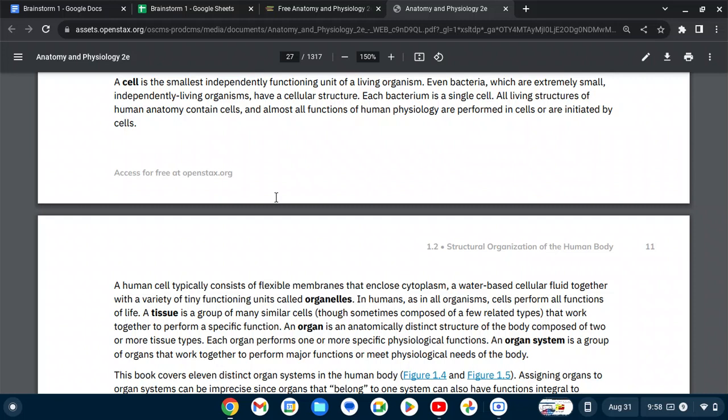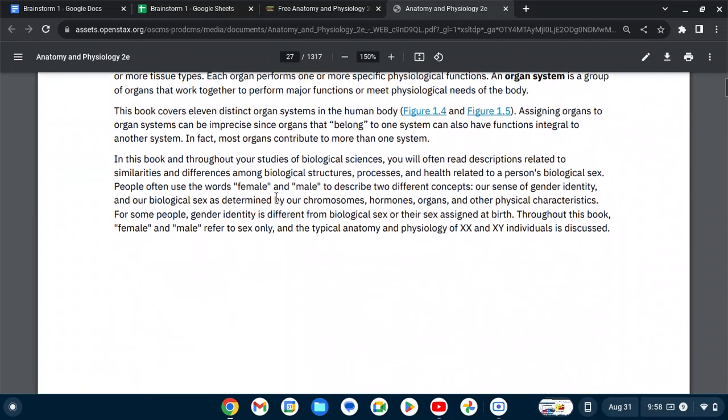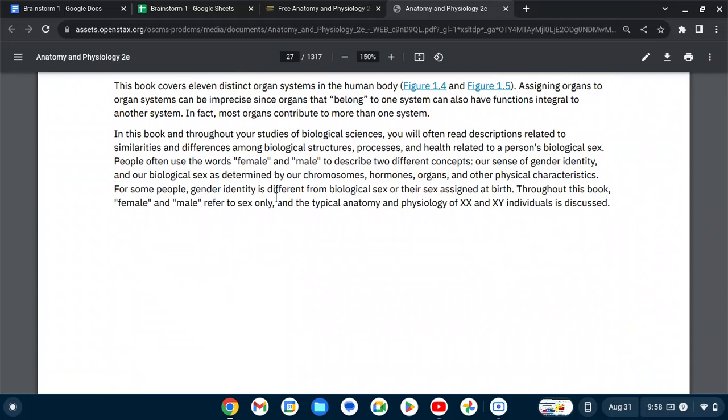An organ is an anatomically distinct structure of the body composed of two or more tissue types. Each organ performs one or more specific physiological functions. An organ system is a group of organs that work together to perform major functions or meet physiological needs of the body. This book covers 11 distinct organ systems in the human body.